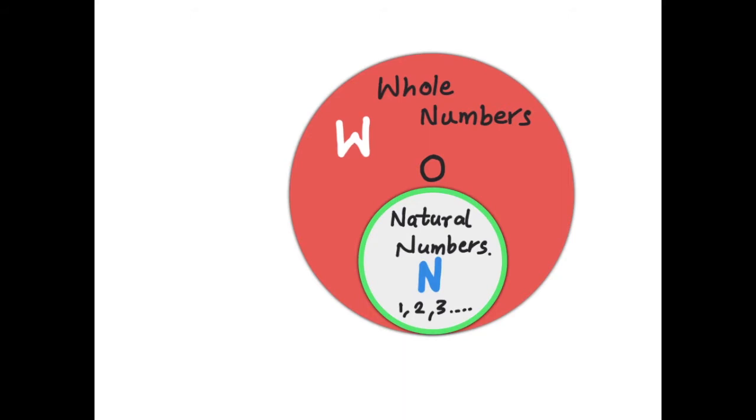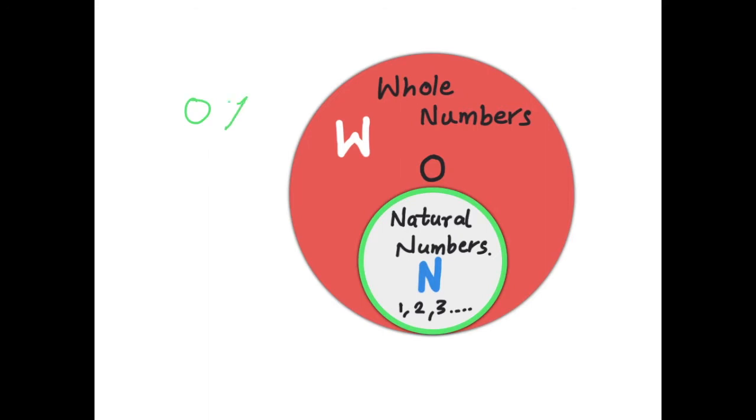Now you can see in the picture, natural numbers are a part of whole numbers. So all natural numbers are a part of whole numbers. So we can say all natural numbers are whole numbers. Can we say all whole numbers are natural numbers? Just think for a while. All whole numbers are not natural numbers. I can prove it. Is 0 a natural number?